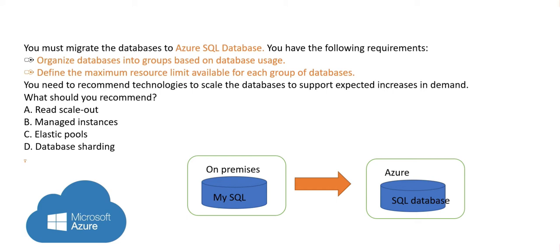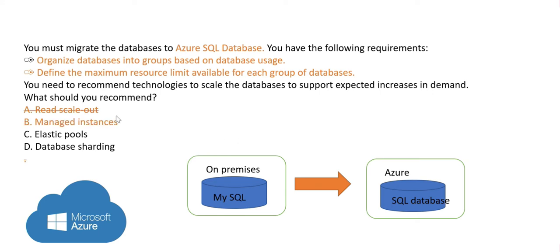So let's see the first option, read scale out. So read scale out is scaling out your reads. You can have multiple replicas for your reads. So that will not work because you will have to organize databases for reads and writes both.